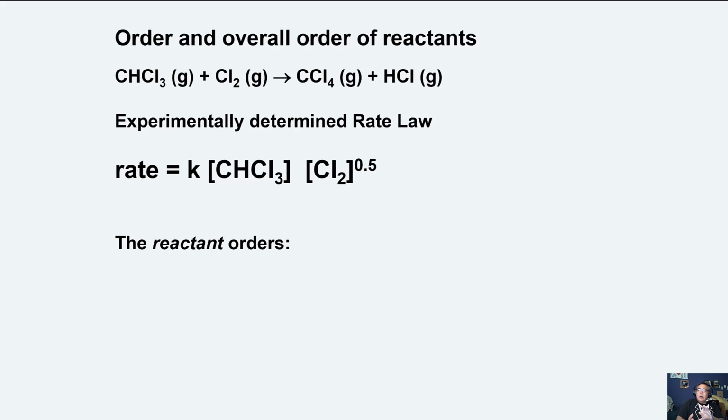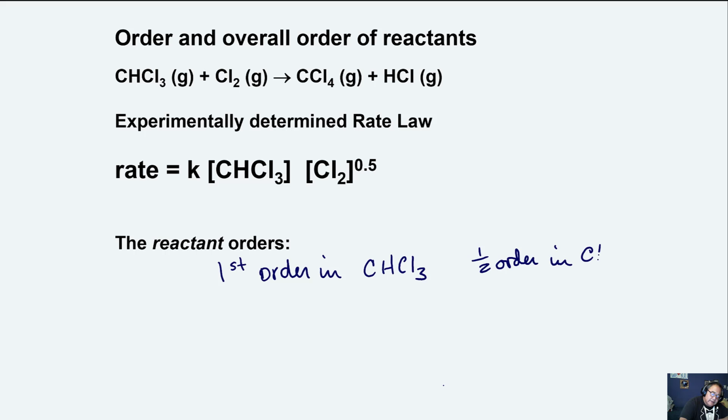We've talked about order, right, and overall order, right? So if I have this reaction that's here, and we have an experimentally determined rate law, the reactant orders are first order in CHCl3, that's actually chloroform, and then half order in chlorine, like that. Overall, the reaction order, the overall order, is 1.5. All right.